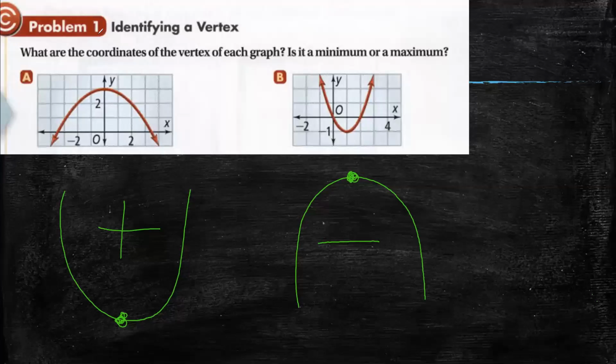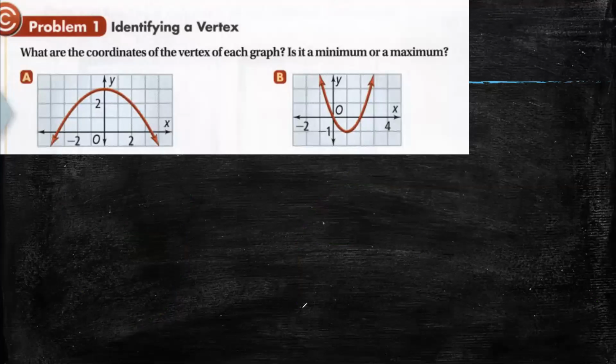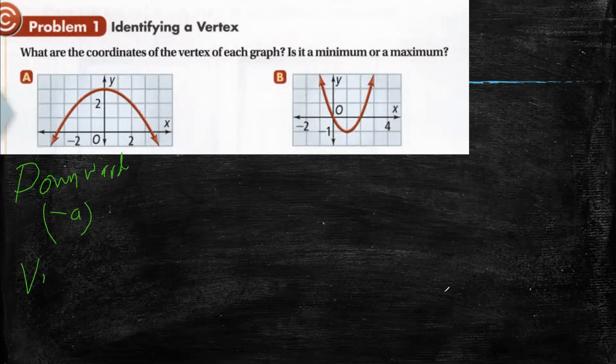We want to find now the coordinates of the vertex of each graph. Then after that, I want you to tell me if it is a minimum or maximum point. Let's do it here. Look at number A now. What are the coordinates of the vertex? Before that, it goes downward. So what is the sign of a? Negative. Yes, it's negative, so it is downward. So we have negative a.